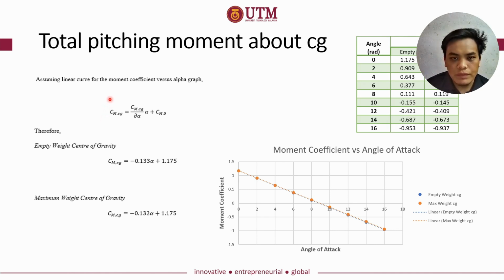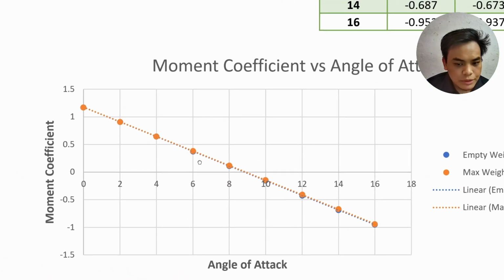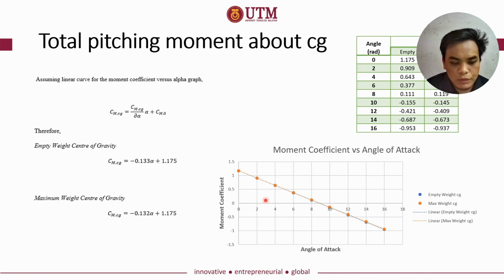After we get the two values, we can substitute them into the linear curve for the moment coefficient versus alpha graph, which is this equation. By plugging in the two different values, for empty weight we get this equation, and for maximum weight we get this equation. The difference between these two equations is just the slope, and we can plot the graph for the two different CG types. As you can see, there is a slight difference between these two locations. Let's take a closer look. It still fulfills the requirement for static directional stability.